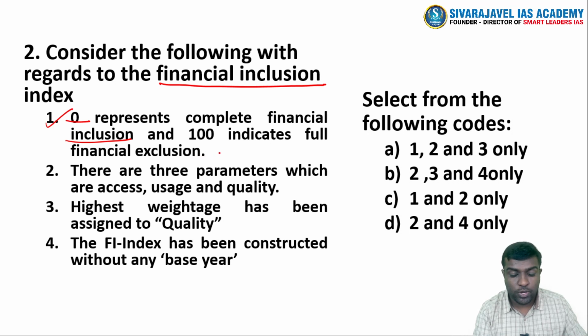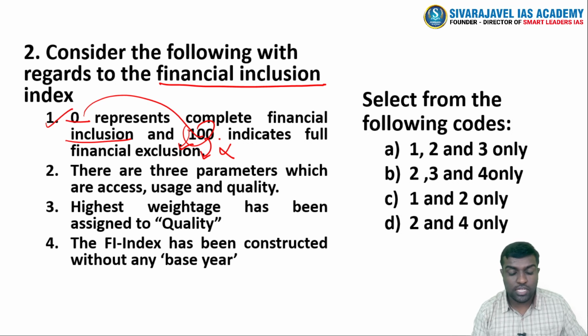Is it right? No, it is wrong, because 0 indicates full exclusion and 100 indicates complete inclusion. So these are the numbers. The financial inclusion index for India will vary between these two numbers. There are 3 parameters which are access, usage and quality. Are these the 3 parameters? Yes, of course. There is no doubt about it. These are the 3 parameters.